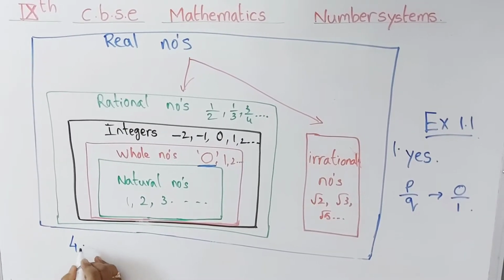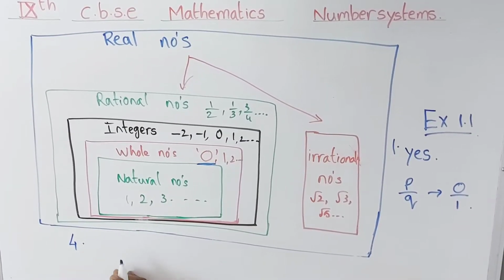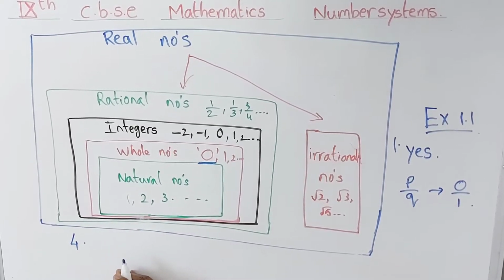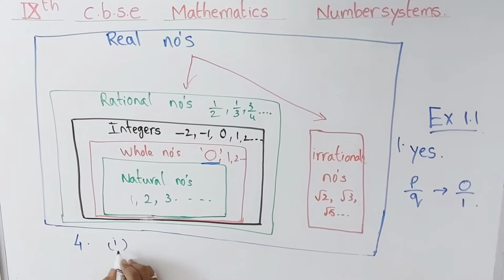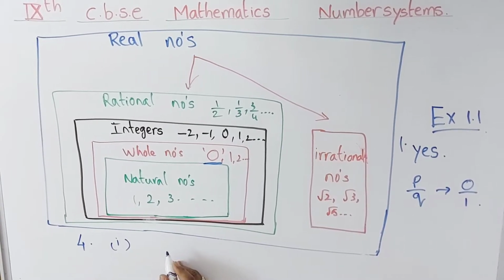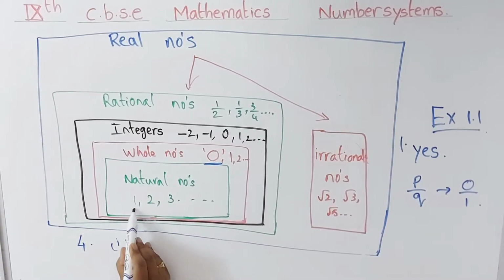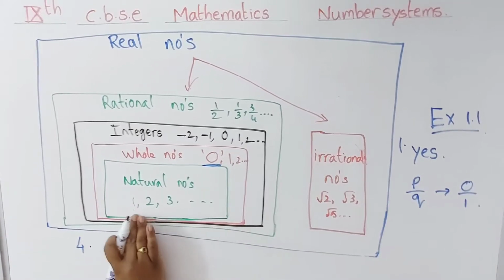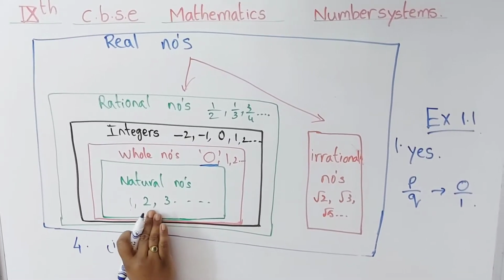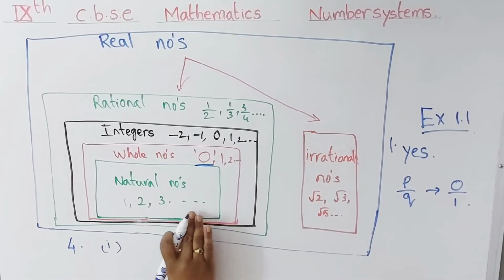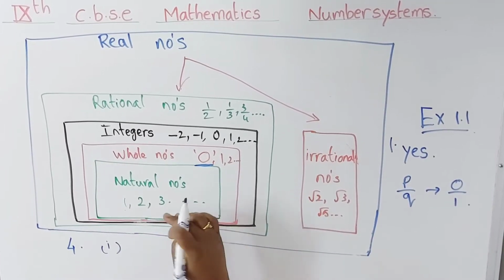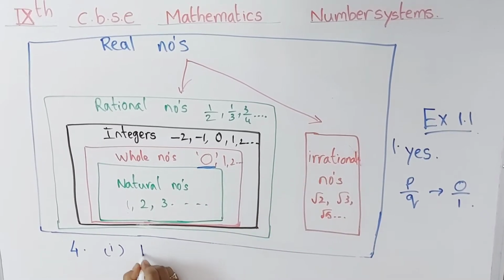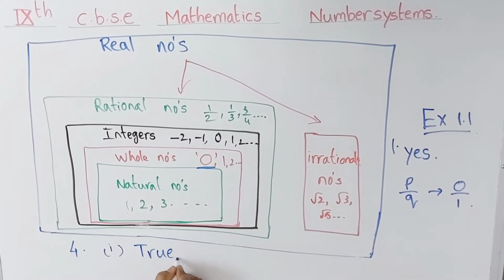Now we'll see the fourth question, children. We have to say whether the statements are true or false. First one: every natural number is a whole number. See, all the natural numbers 1, 2, 3, 4. Is it a whole number or not? 1 is a whole number? Yes. 2 is a whole number? Right. 3 is a whole number? Right. And so on. So all the natural numbers come under whole numbers. It is correct. So the first one answer is true, children.